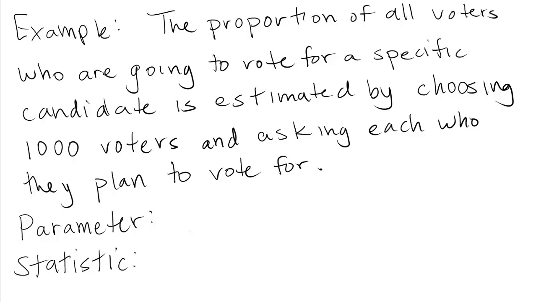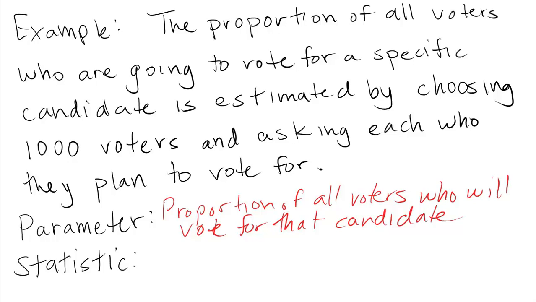Now we said the population was all voters. And the parameter is a number that somehow summarizes that population data, the data from the population. Well, if the population is all voters and we're going to find a proportion for those voters, then the parameter would be the proportion of all voters. And you can't stop there because the proportion of all voters who what? Like to eat cheese? Have back hair? No. We're talking about the proportion of all voters who are going to vote for that candidate.